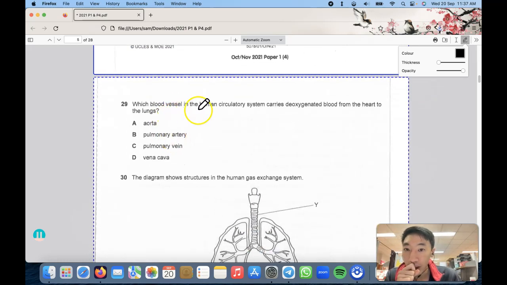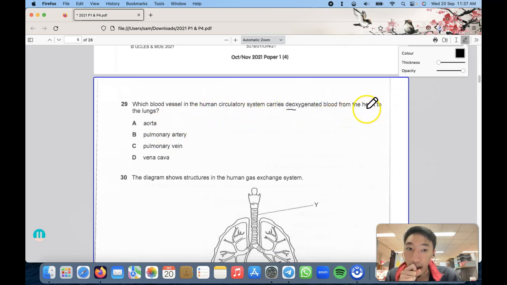Question 29. Which blood vessel in the human circulatory system carries deoxygenated blood from the heart to the lungs? Once you see heart to lungs, you must think of the word pulmonary already. Anything that goes from the heart, carrying it away, anything goes from the heart to the lungs, away from the heart, that must be an artery. So answer is B. Don't be tricked. Just because you see the word deoxygenated does not always mean vein. What's more important is whether it's carrying it away from the heart or towards the heart.